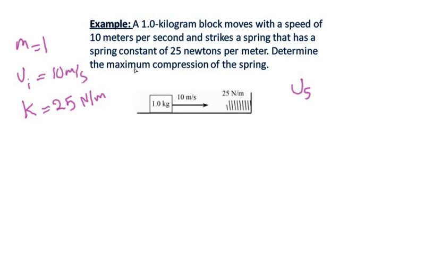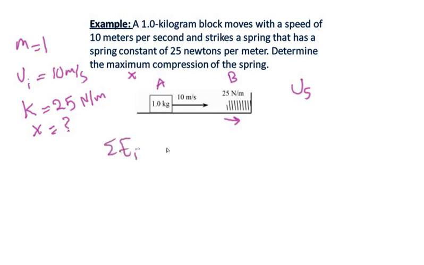Determine the maximum compression of the spring. We need to determine the maximum compression of the spring, which is the displacement of the spring, and that's X. Now, to be able to calculate the maximum compression of the spring, we need to write the formulas for the total mechanical energy for points A and B, the initial mechanical energy and the final mechanical energy.